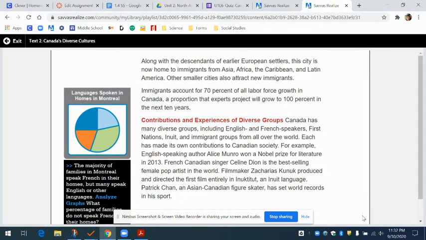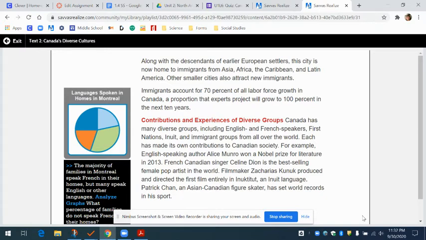Along with the descendants of earlier European settlers, this city is now home to immigrants from Asia, Africa, the Caribbean, and Latin America. Other smaller cities also attract new immigrants. Immigrants account for 70% of all labor force growth in Canada, a proportion that experts project will grow to 100% in the next 10 years.